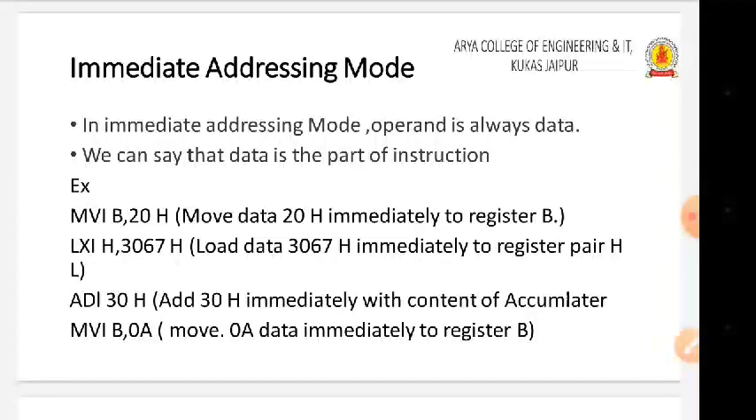In immediate addressing mode, the operand is always data. We can say the data is part of the instruction. For example, MVI B, 20H. Here 20H is data and B is a register.